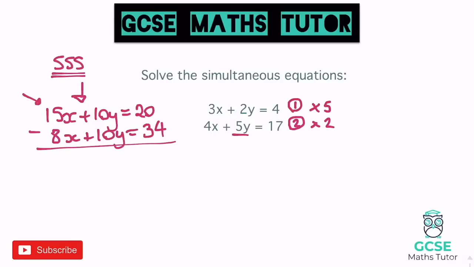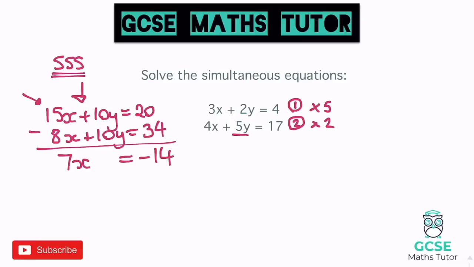So it doesn't really matter which way we do it. I'm just going to go for the top equation there, and I'm going to take away the one below. So 15x take away 8x leaves me with 7x. The 10y's are gone. 10y take away 10y is 0. That's the whole point of what we're trying to do here. And then we've got 20 take away 34, and 20 take away 34 is negative 14. So we've got 7 lots of x equals negative 14.